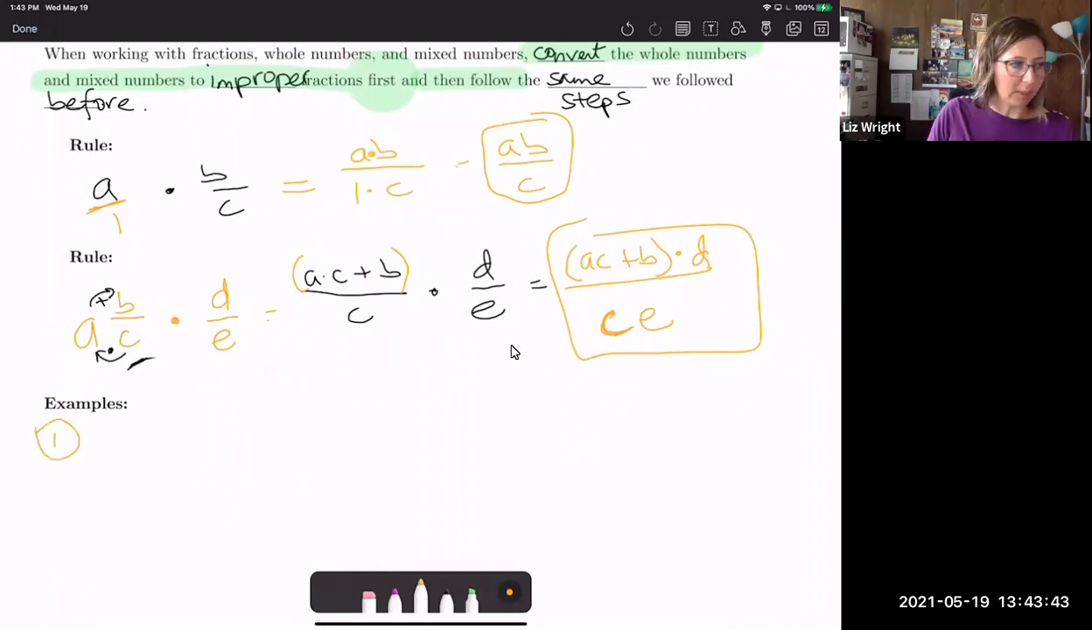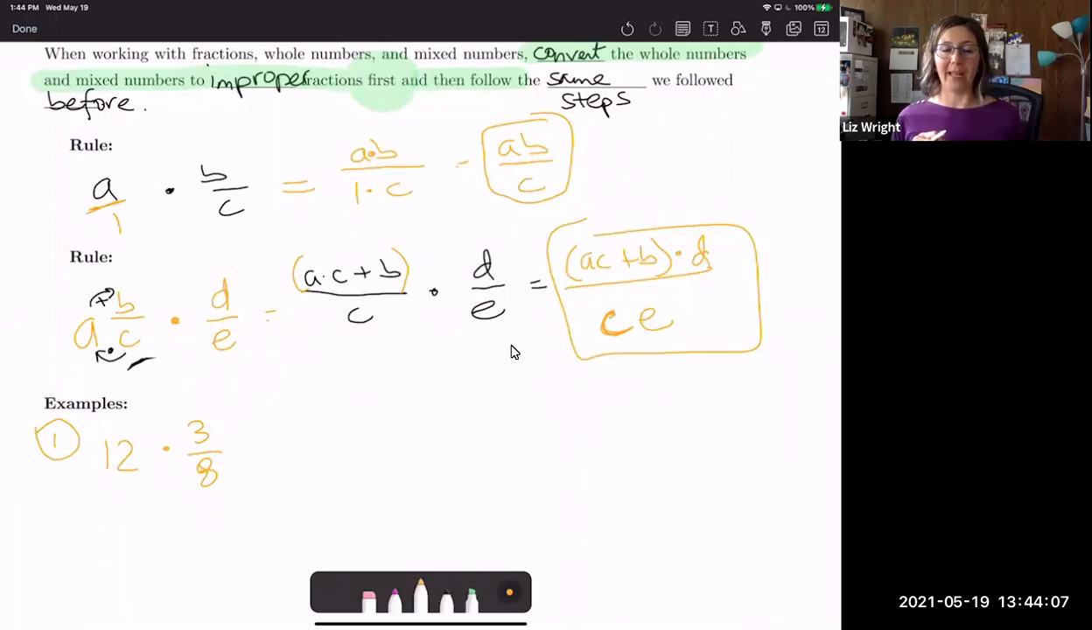Our first example is that we're going to have a whole number, and it's going to be 12, multiplied by 3/8. And then again, essentially remember, this is us asking, what is 3/8 of 12? So think about that. That's almost half. And so always trying to think about, what should my answer be? What is 1/2 of 12? It should come close to 6, because 3/8 is close to 1/2. So let's see what we come up with.